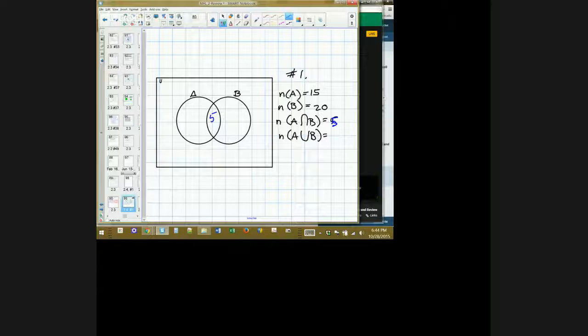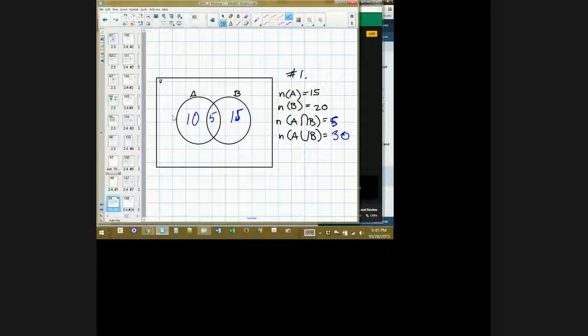That's so important. Now, if A has 15, I can do this, correct? And if B has 20, I can do this. That's supposed to be a 5. Now can you tell me how many are in A union B? 15 plus 5, I'm sorry, 15 plus 15. Can all of you see that that's 30? Let's go to another one.